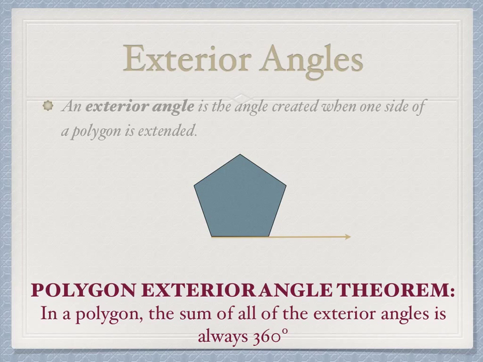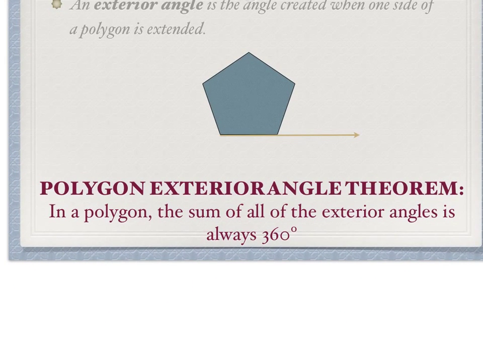Exterior angles always, no matter what shape they are, add up to 360. Okay, I'll give you a second to write that down. But no matter what shape you're talking about, if you were to draw all those exterior angles in, like I did a minute ago, they would always add up to 360 degrees.